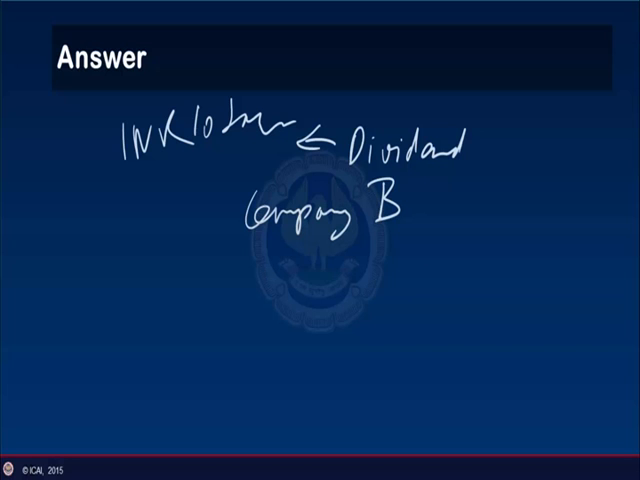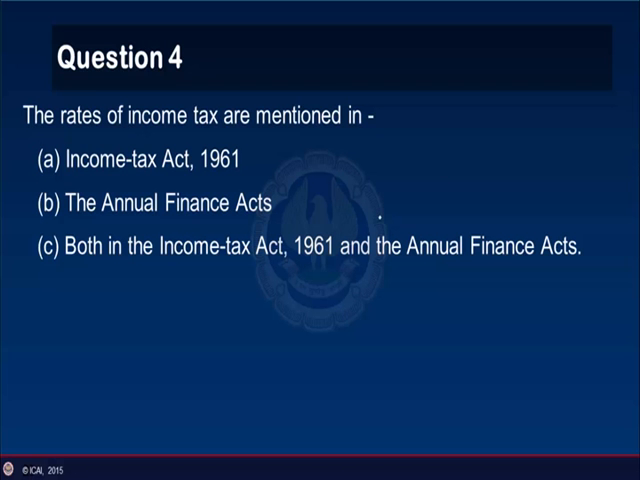So let's jump to question number 4. The rates of income tax are mentioned in the Income Tax Act 1961, or the Annual Finance Act, or both in the Income Tax Act and the Annual Finance Act. The answer is C. Both in the Income Tax Act 1961 and the Annual Finance Acts.